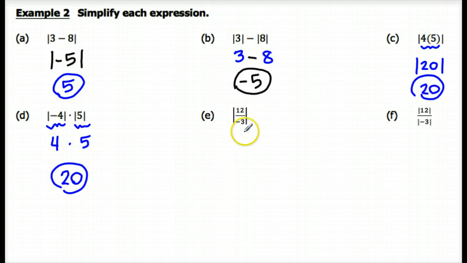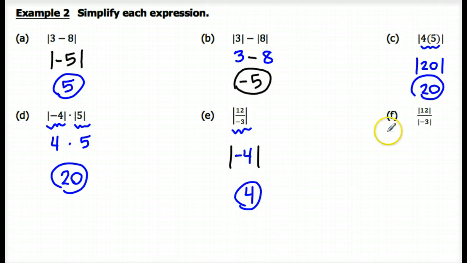For E here, we have the absolute value of 12 divided by -3. We'll do what's inside that absolute value first. 12 divided by -3 is -4. The absolute value of -4 is simply 4.